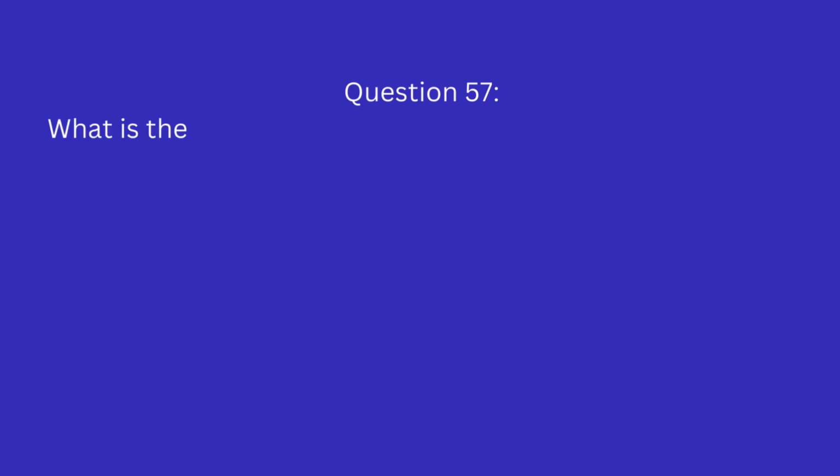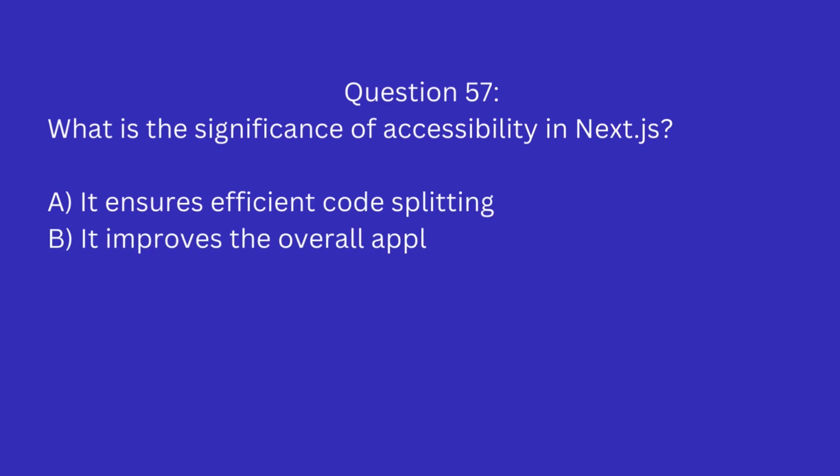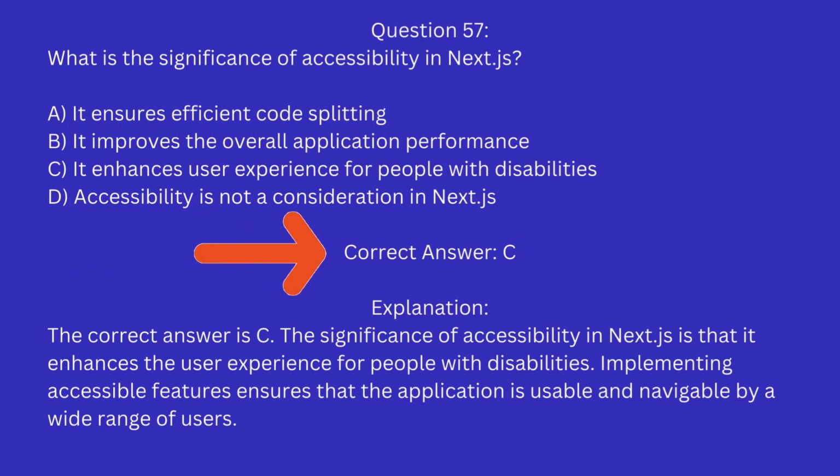Question 57. What is the significance of accessibility in Next.js? A. It ensures efficient code splitting. B. It improves the overall application performance. C. It enhances user experience for people with disabilities. D. Accessibility is not a consideration in Next.js.